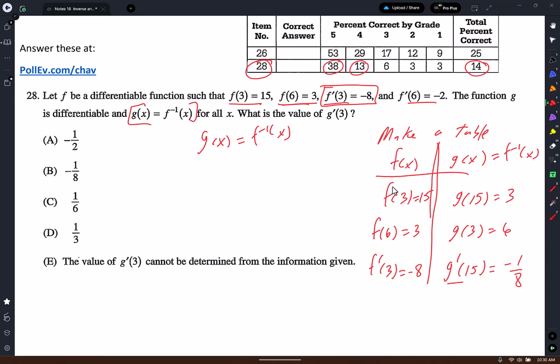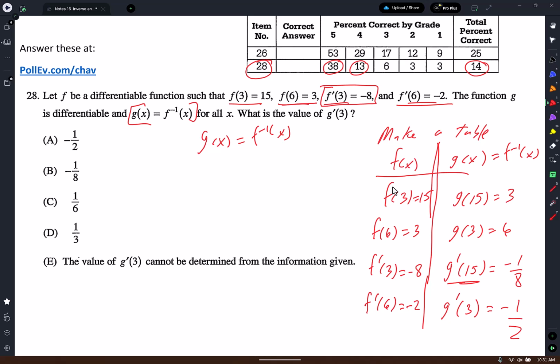But do they want G prime of 15? No, they want the other one. All right, let's go to the other. Even if you don't have it all, just putting this here, I think you'll get there anyways. F prime of 6 equals negative 2. That means that G prime of 3 is equal to 1 over 2. Make a table. If you make a table, the chances are high that you will get it correct.